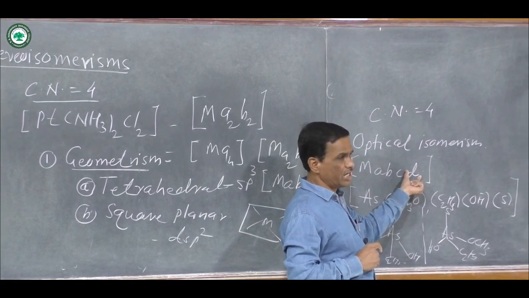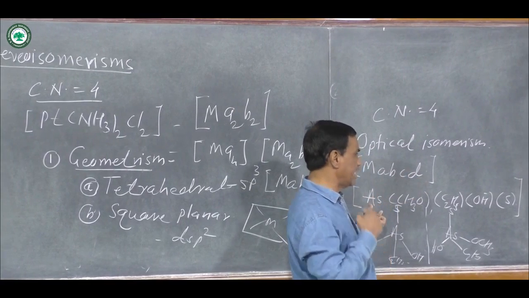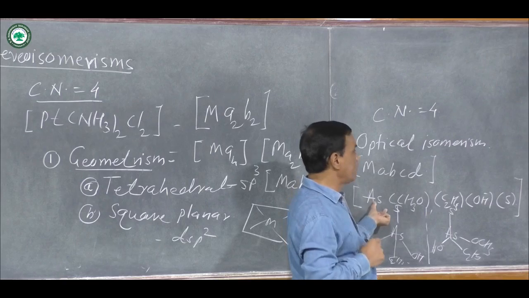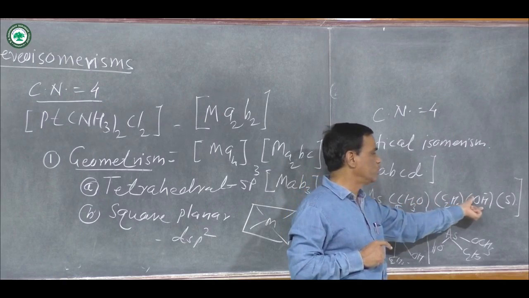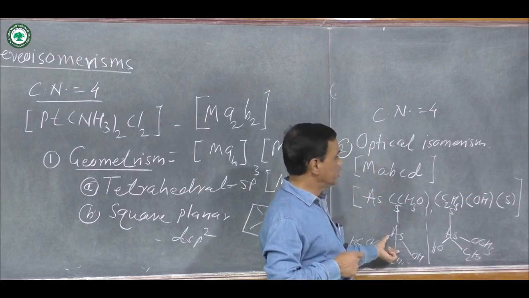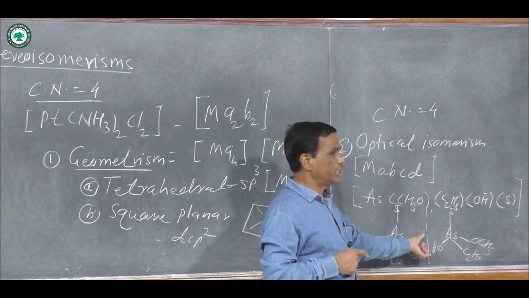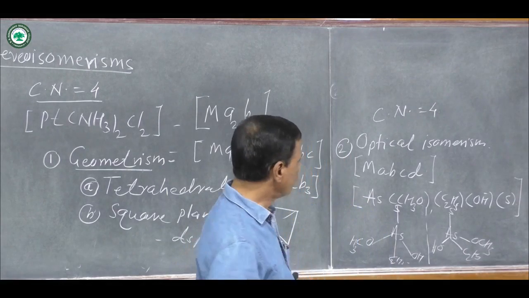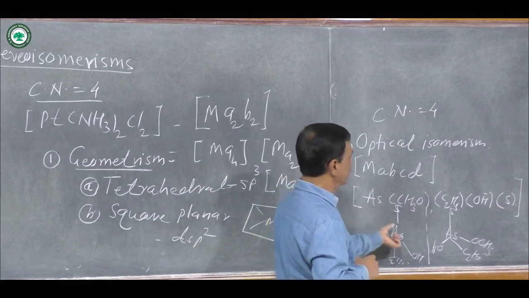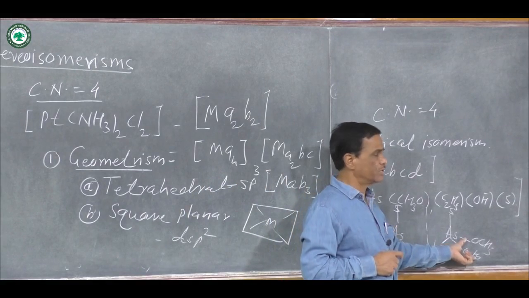All 4 ligands are different with metal or metal ion. This is the example of arsenic compound AsCH3O, C2H5OH and S. When these groups are attached and there is a passing of plane polarized light, a mirror image is there. Suppose this is the dextrorotatory and this is the levorotatory.